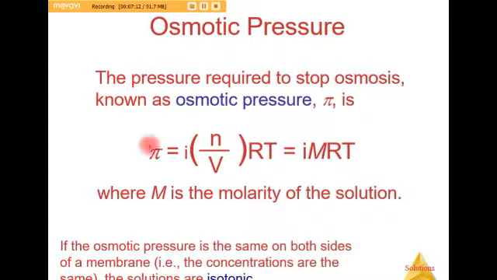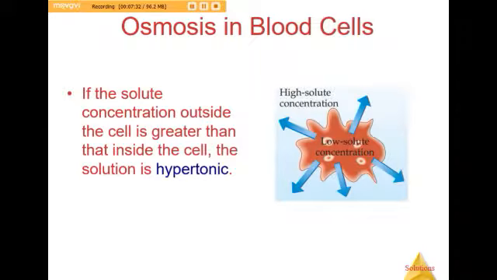So we can come up with this idea that there should be a system that we create where the osmotic pressure is 0, or in other words the same on both sides, the difference, in which case we have an isotonic solution.